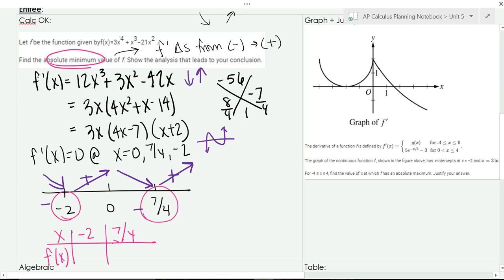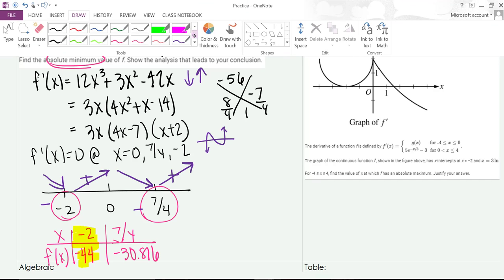So when I check that, I'm going to substitute negative 2 into my original f of x. So we're saying 3 times negative 2 to the 4th, plus negative 2 cubed, sorry, minus 21 times negative 2 squared. And calculator is okay, so I would just plug all that in my calculator. And when I do, I get negative 44. And when I plug in 7/4, I get negative 30.816. Because I'm looking for absolute minimum, that's going to be occurring at that negative 2.